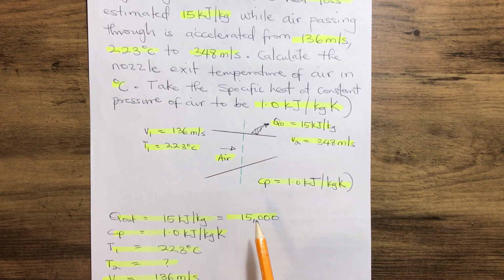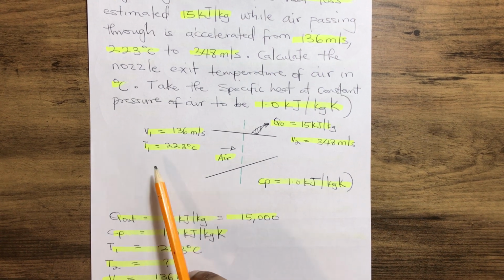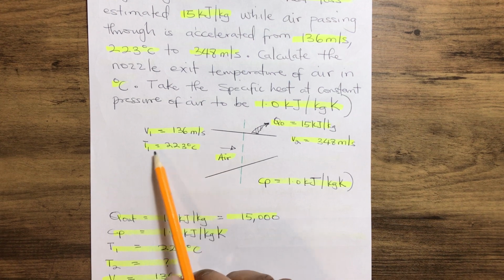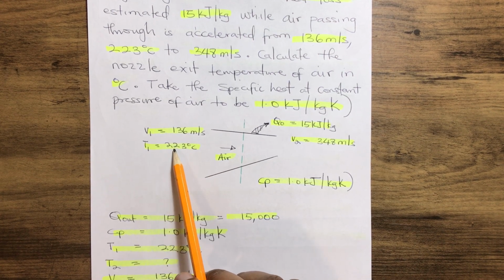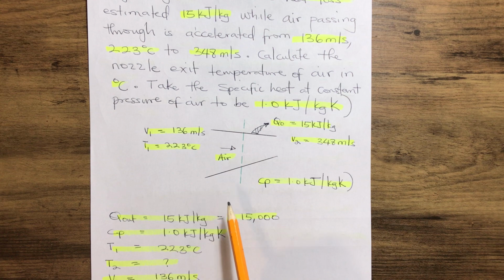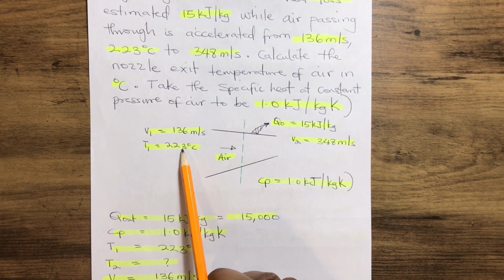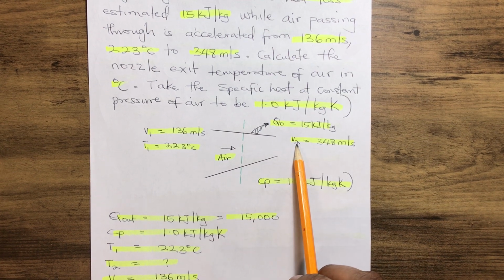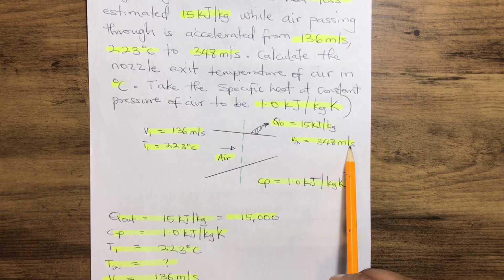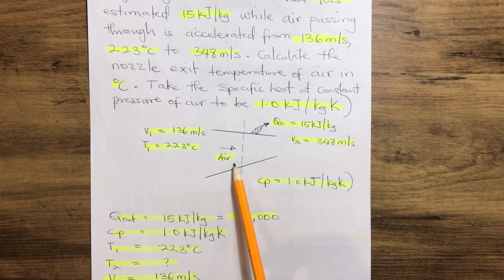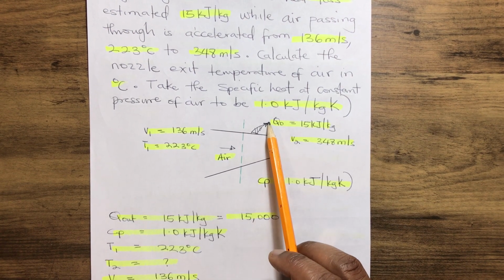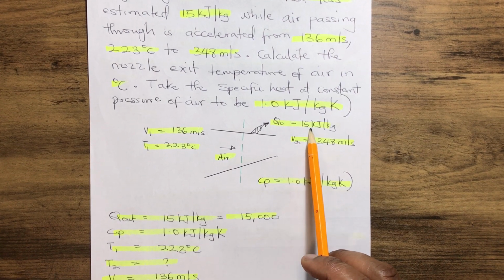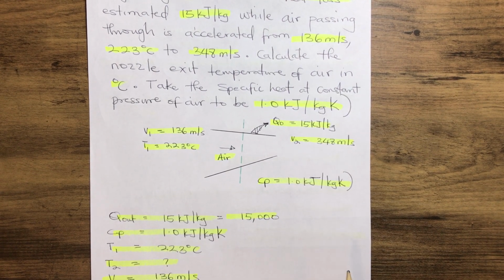Here we have a nozzle of a jet engine having the velocity V1, which is 136 meters per second at the temperature of 223 Celsius at the entry. At the exit, we have the velocity which is 348 meters per second, and the heat lost as established in the question is 15 kilojoules per kilogram.